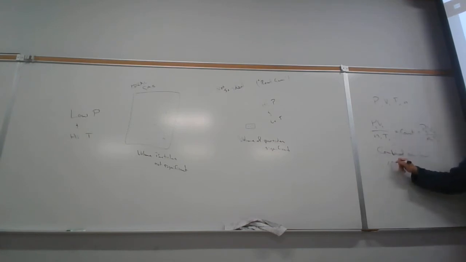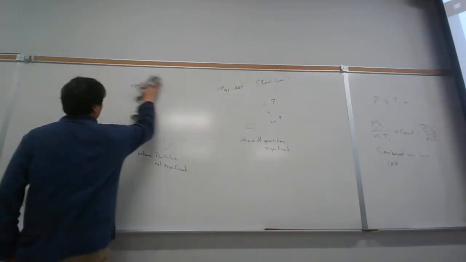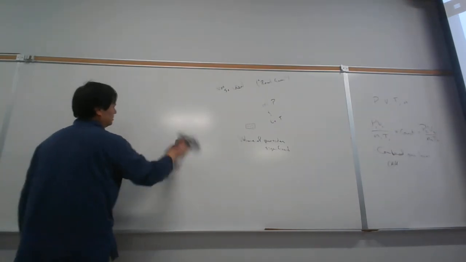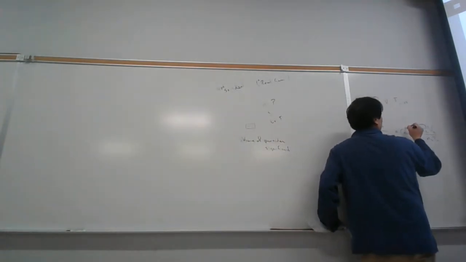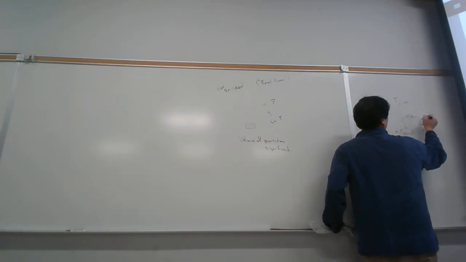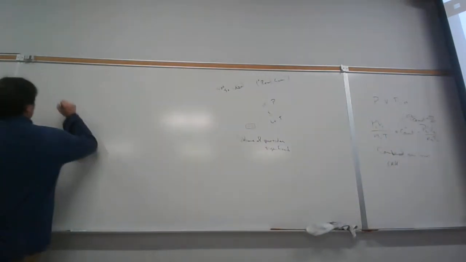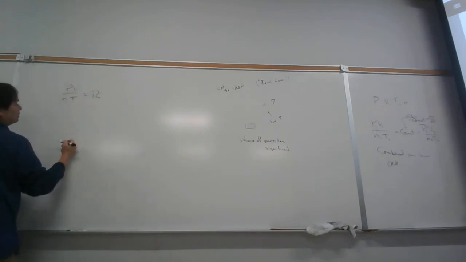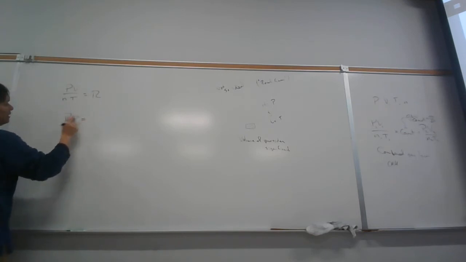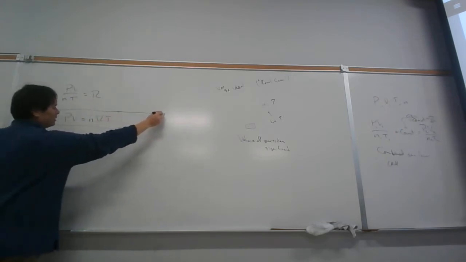So this is from chapter 4. That constant has a special name. It's not just any old constant. This is called the gas constant. And the gas constant is given a symbol, R. So PV over nT is equal to the constant R. Rearranging this all in one line, we can get PV equals nRT. PV equals nRT, this is the ideal gas law.